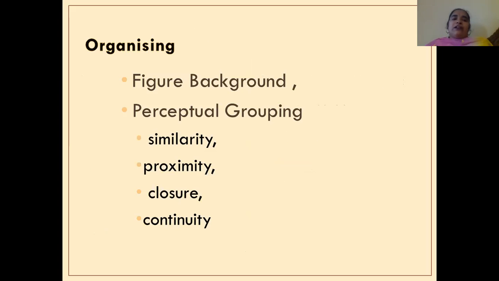Then how do we organize whatever we see? For this we need figure and background, meaning what is in contrast with it, or what is the story behind it, or a small incident. There is a small story or incident moving around that event, transaction or object. We will try to give it a framework in a better way and we remember it better, so that we organize it well. Then we have a concept called perceptual grouping.